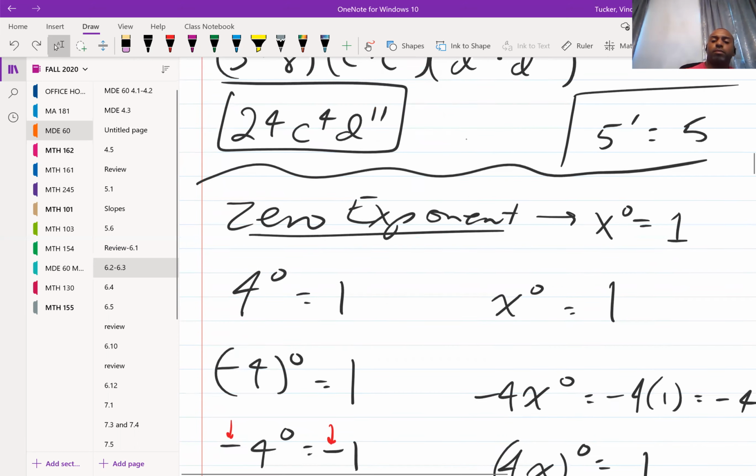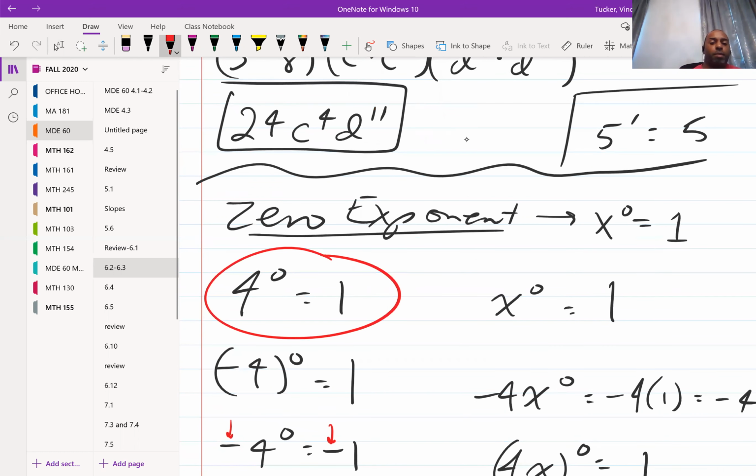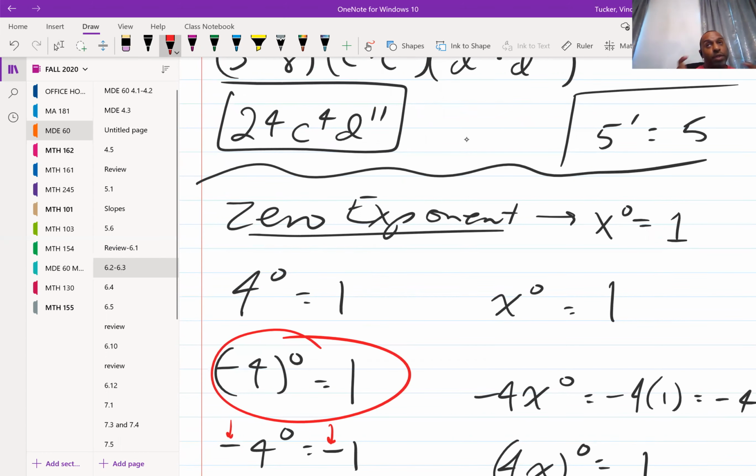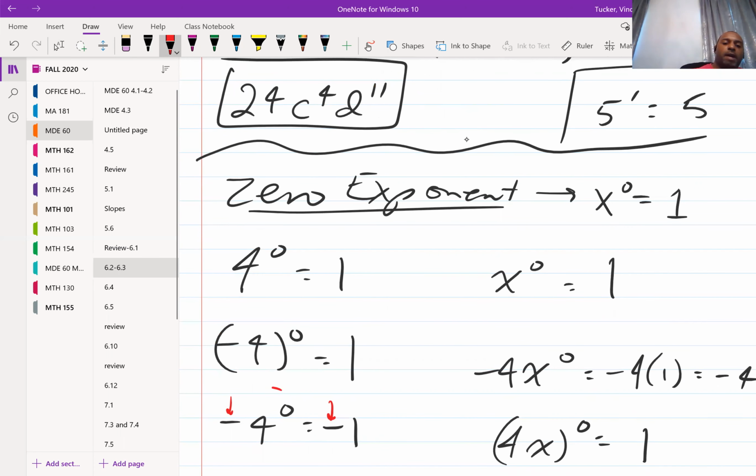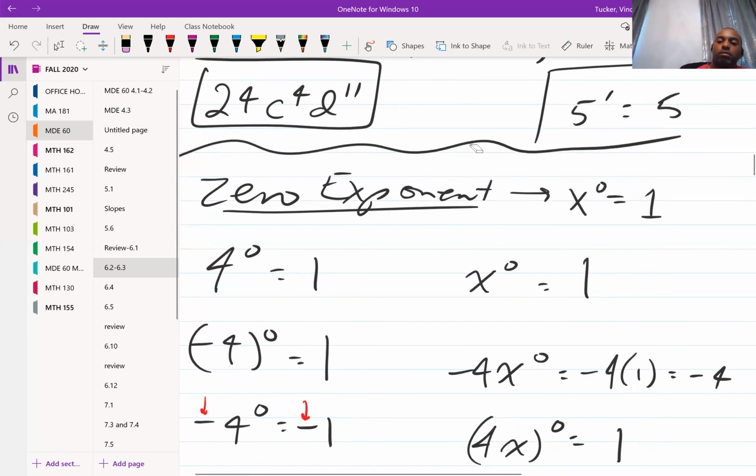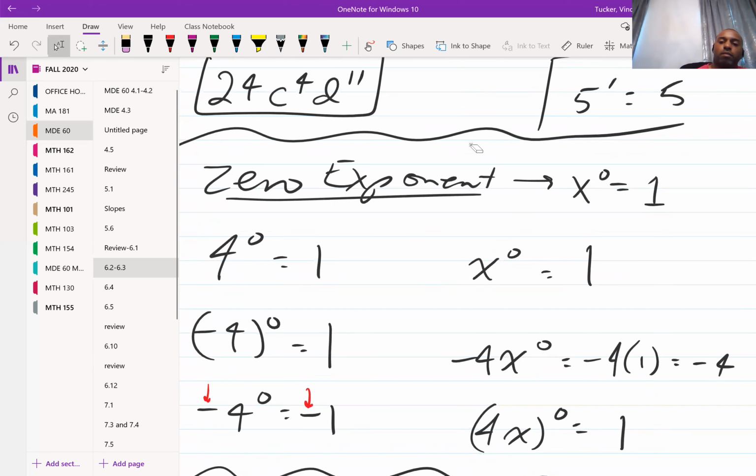So see right here, 4 to the 0 power is equal to 1. Negative 4 to the 0 power with parentheses is also equal to 1. But notice what happens when you don't use parentheses. The 0 is only applied to the 4. So that means the negative is not affected by the exponent. So the result would be negative 1. Any problem with those three?